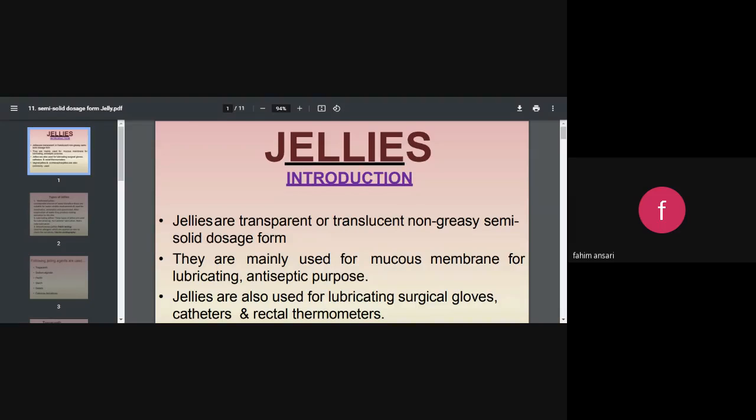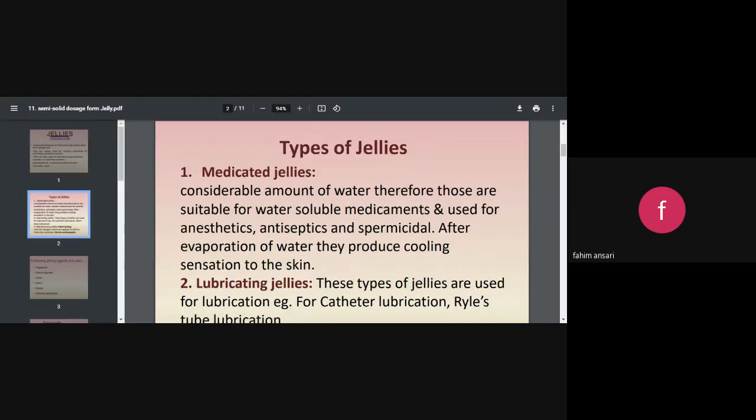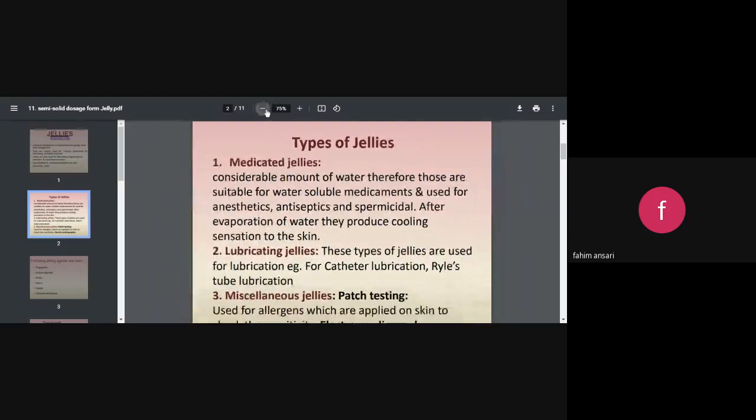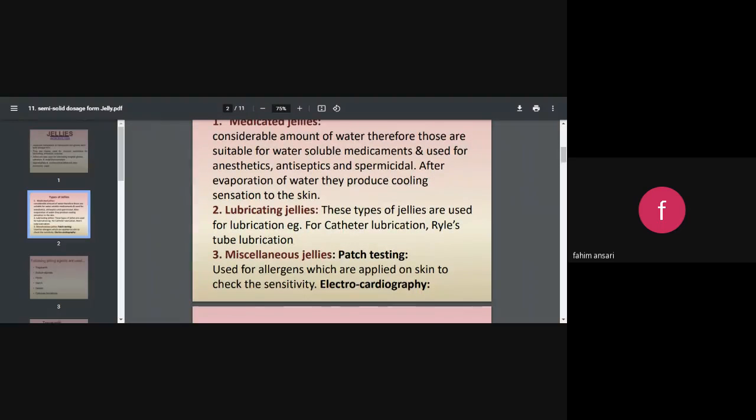The gels are also used. They are prepared from natural gums such as tragacanth, pectin, sodium alginate, or any other synthetic derivative of natural substances. The main property of jellies is that they are transparent. Next, what are the types of jellies? There are three types of jellies commonly used. First is the medicated jellies, second is the lubricating jellies, and third are the miscellaneous jellies.